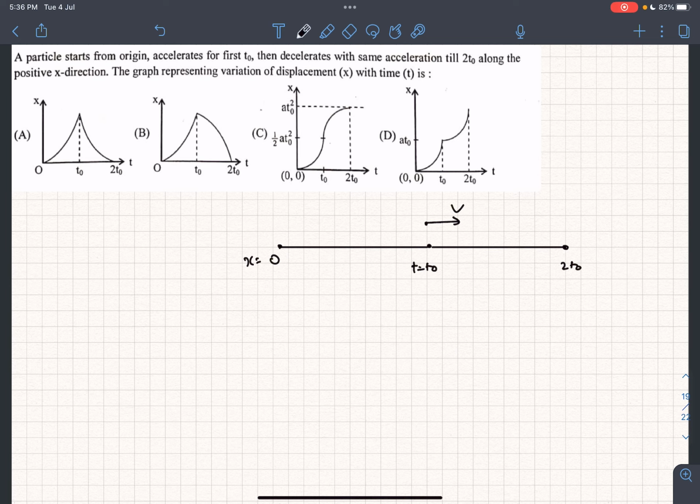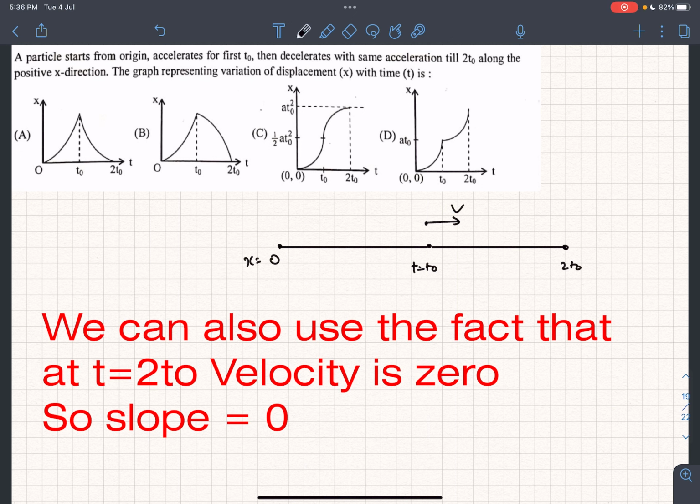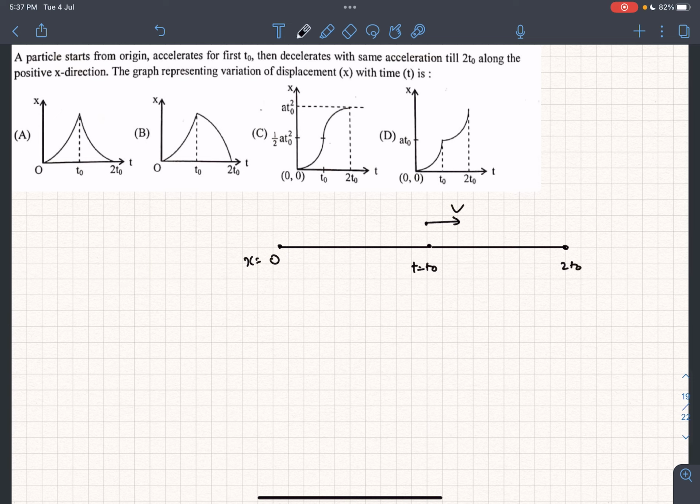So first and foremost, the displacement from the origin is always positive and always increasing, right? It is not decreasing. It will only decrease after the time 2t naught, because after this the particle will start moving towards the negative x-axis. Displacement is always increasing, which means option A and option B are wrong.